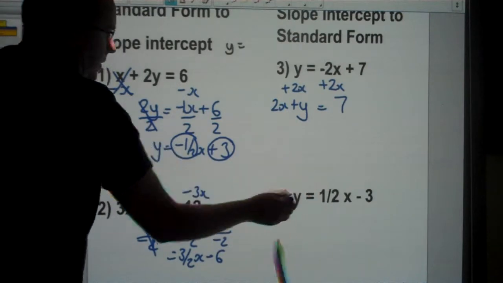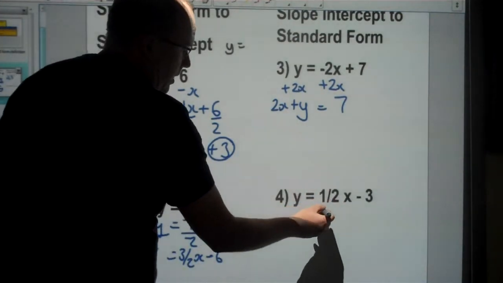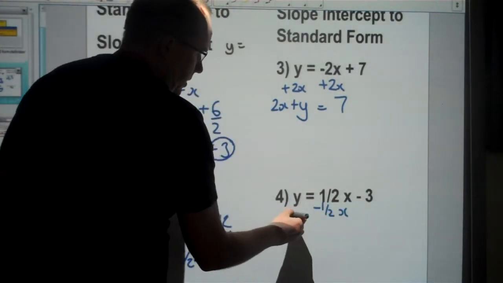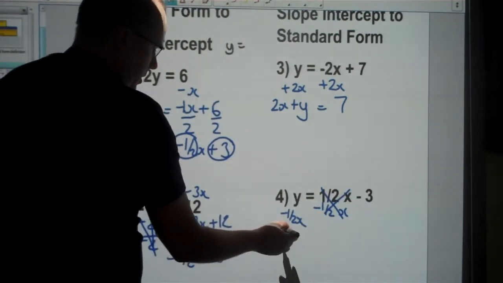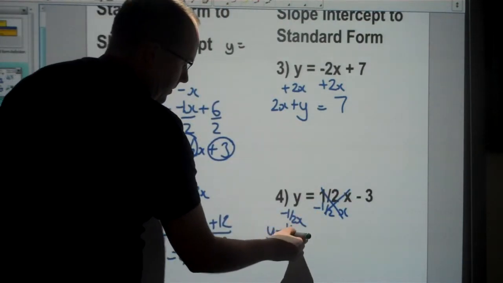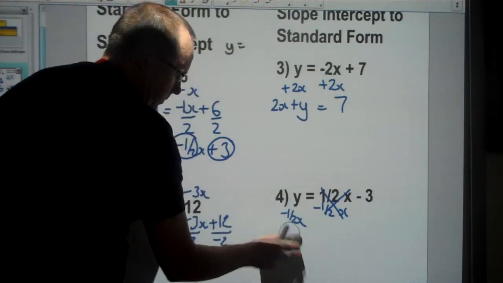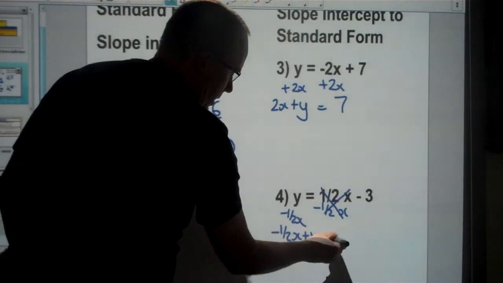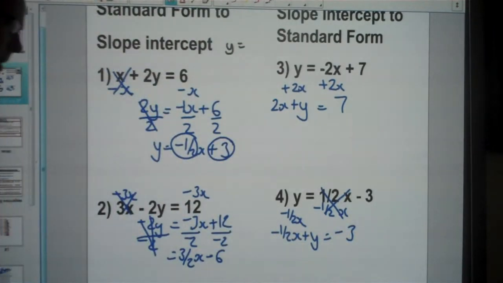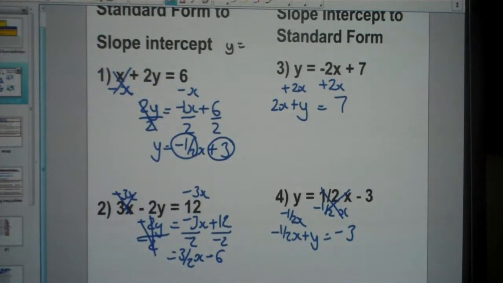Now if I try doing it for this one, if I subtract a half x from both sides, so this cancels, then I got y minus a half x, or probably even better, let's put negative a half x plus y, let's have it in the correct order, equals negative 3. Now there's a couple of problems with this. One is I've got fractions, and the other one is that I have negatives.